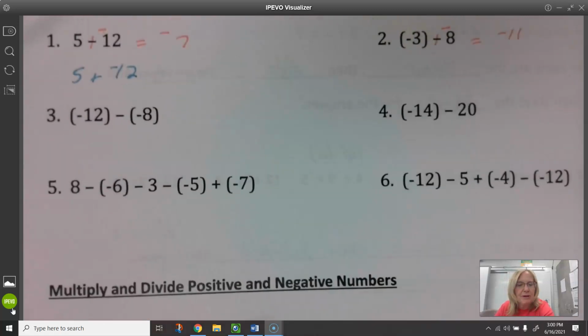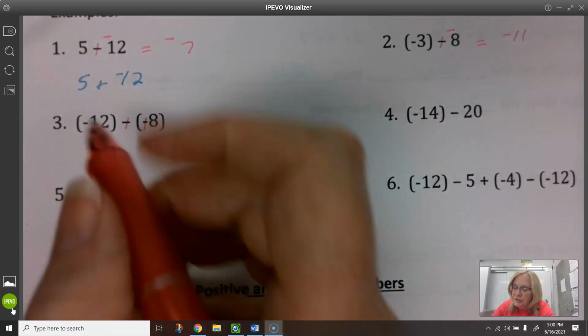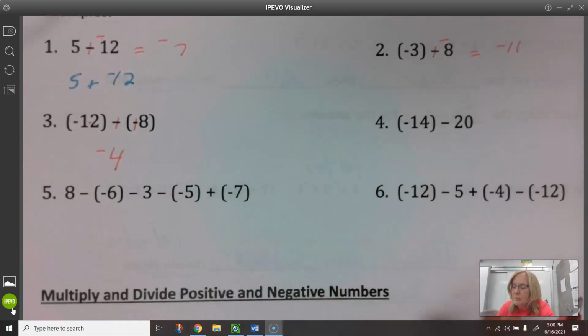Okay? So look at number 3. I'm going to cross a line, change the sign. My signs are different, so I subtract. Take the sign of the larger, so it's going to be a -4. Try number 4 on your own. Go.